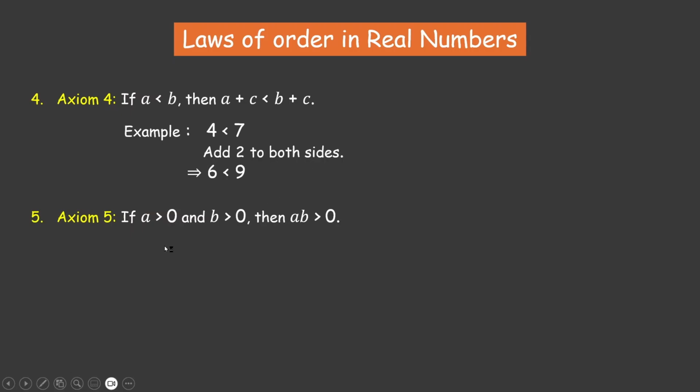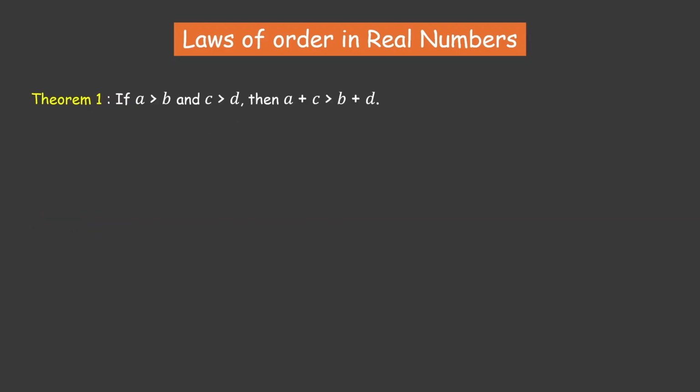Lastly, axiom 5 says, if A is greater than 0 and B is greater than 0, A and B are both real numbers, then AB is greater than 0. It says if two real numbers are greater than 0, then their product is also greater than 0. 3 is greater than 0, 5 is greater than 0, their product 15 is greater than 0. Let us now use these axioms to prove some theorems.